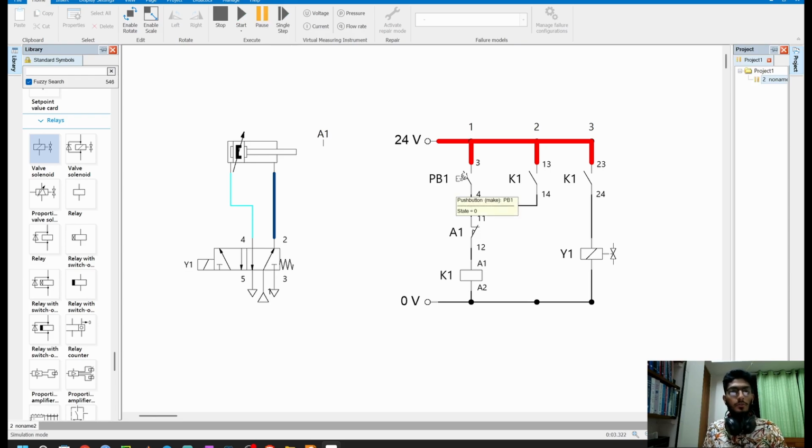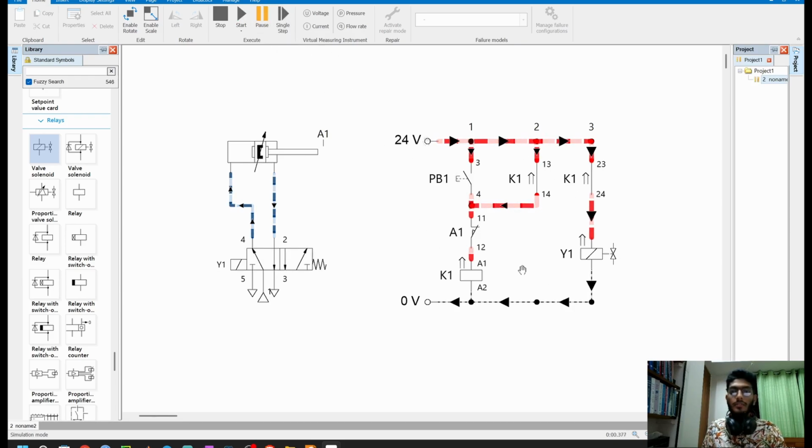First, I'm pressing the push button. Now see what happens. See, a connection is made. K1 will get energized and this limit switch is closed. So Y1 will be energizing and the left side of this 5 by 2 DCV will actuate. The cylinder is moving to the extended position. The cylinder is now at the extended position.